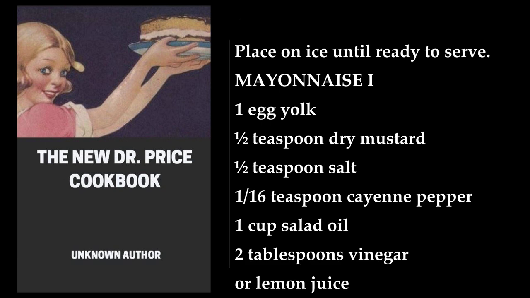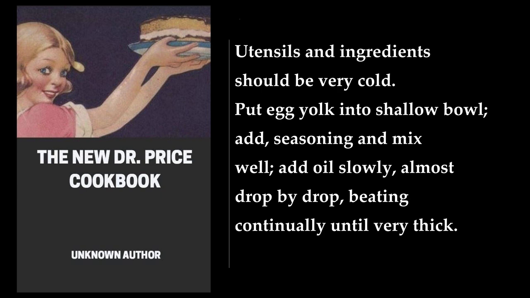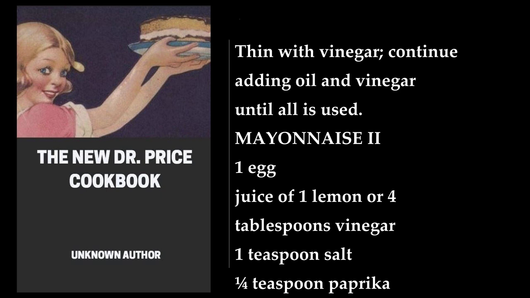Mayonnaise 1. 1 egg yolk, 1/2 teaspoon dry mustard, 1/2 teaspoon salt, 1/16 teaspoon cayenne pepper, 1 cup salad oil, 2 tablespoons vinegar or lemon juice. Utensils and ingredients should be very cold. Put egg yolk into shallow bowl. Add seasoning and mix well, add oil slowly, almost drop by drop, beating continually until very thick. Thin with vinegar, continue adding oil and vinegar until all is used.